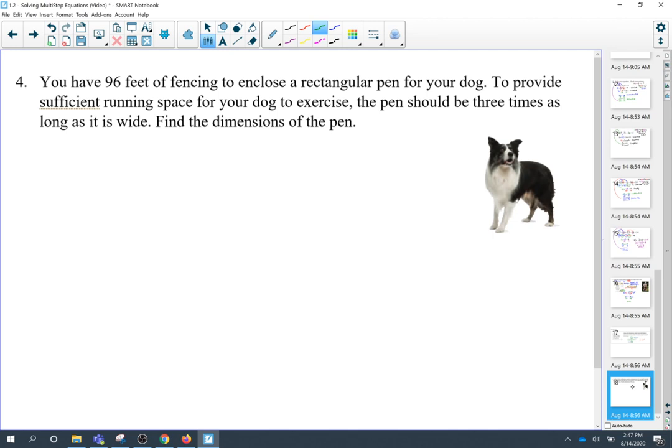Okay, so first of all, it says you have 96 feet of fencing to enclose a rectangular pen. Draw a picture. It says it's rectangular. Here you go, there's your rectangular pen. If I have 96 feet of fencing, 96 could either be the area or the perimeter. Given that it's the fencing, that is the outside, and the distance around the outside is the perimeter.